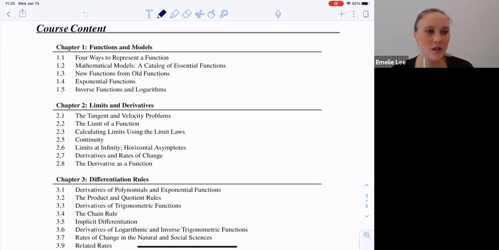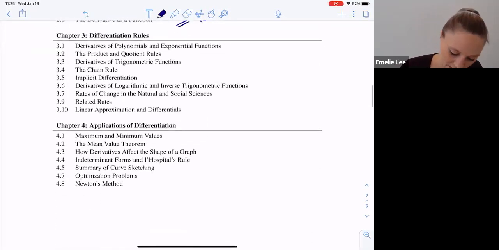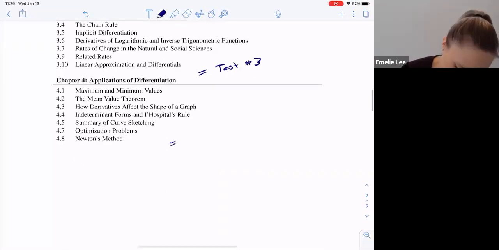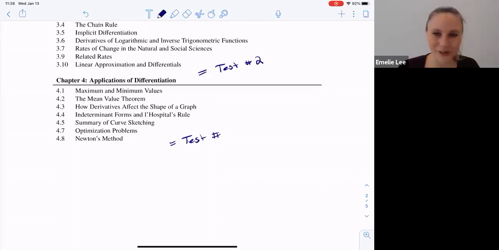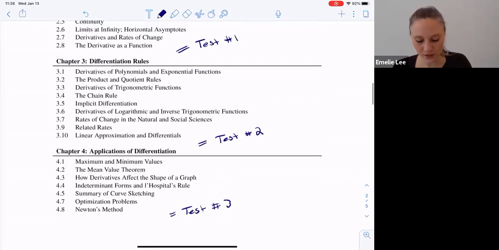All right, so we're going to work through. We'll have test number 1 after chapter 2, and here we'll have test number 3. And then here, we're going to cut and do test, oh, sorry. I keep doing that. Chapter 3 is test 2. Chapter 4 is test 3. Ugh, hard to say. Okay.